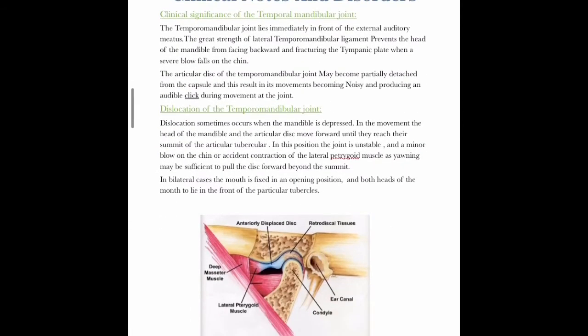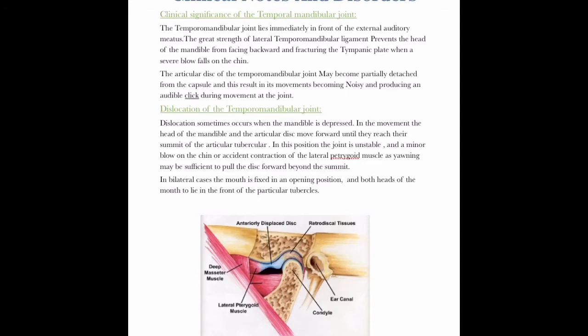Now we move to another subject, which is the TMJ clinical notes and disorders. We have the clinical significance of the TMJ. The temporomandibular joint lies immediately in front of the external auditory meatus. The great strength of the lateral temporomandibular ligament prevents the head of the mandible from forcing backward and fracturing the tympanic plate when a severe blow falls on the chin.